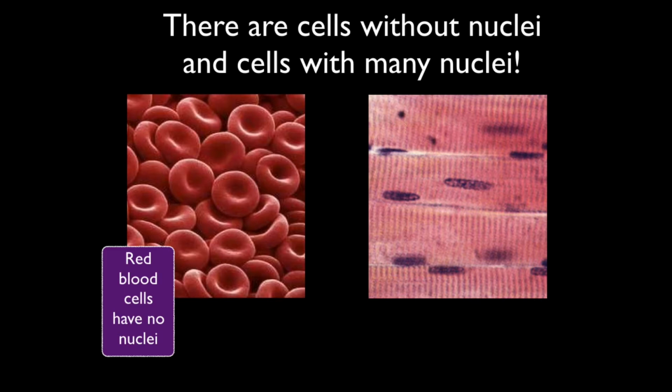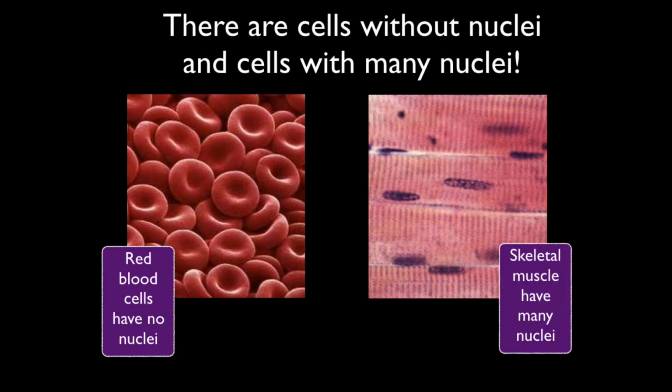On the other hand, some cells, like muscle cells, can have more than one nucleus. Multiple nuclei mean multiple copies of genes, which are needed for production of the large amounts of protein and enzymes that are needed for muscle contraction.